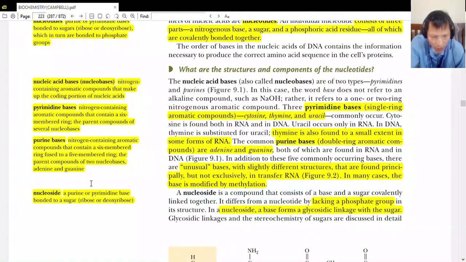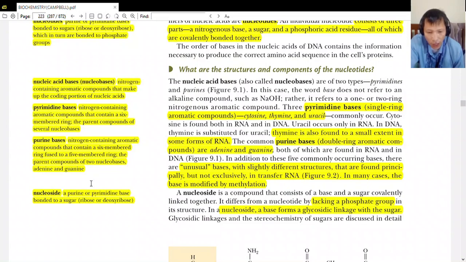So what you have there are pyrimidine bases, single ring aromatic compounds. For example, cytosine, thymine, and uracil. Usually this is the difference with respect to DNA and RNA. Usually the DNA has these three, and the fourth one differentiates DNA from RNA. So the pyrimidine bases, which are usually cytosine, thymine, and uracil, commonly occur.